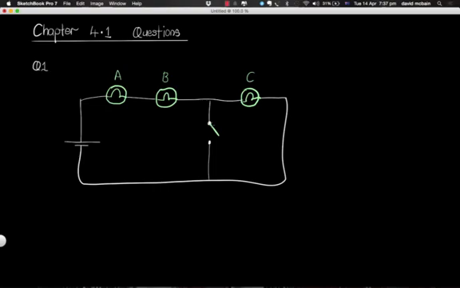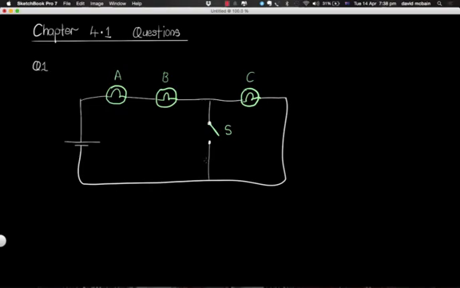The other thing you need to note in this problem is that there is a switch. This is a switch. And when the switch is open, no current can pass through that part of the circuit. When the switch is closed and that lever is connected, then current can flow through.